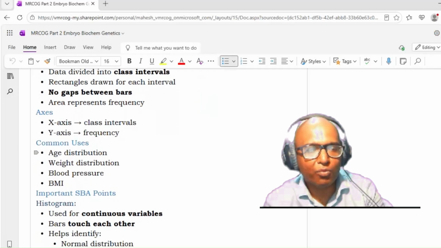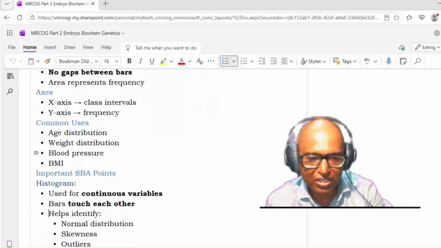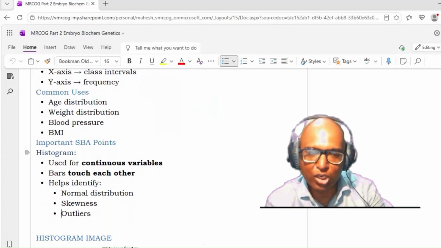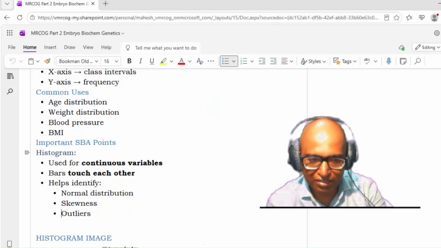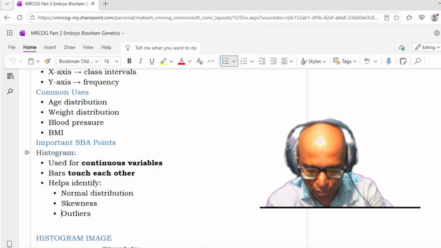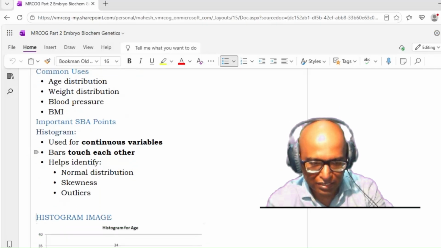From an examination point of view, remember: histogram is used for continuous variables. Bars will touch each other. It helps to identify the normal distribution, or if there is skewness, or if there are any outliers. You will come to know that by the height of the bars itself.